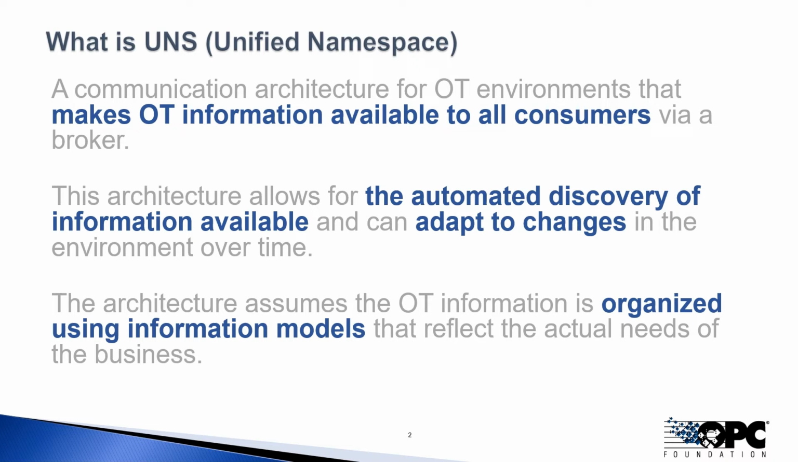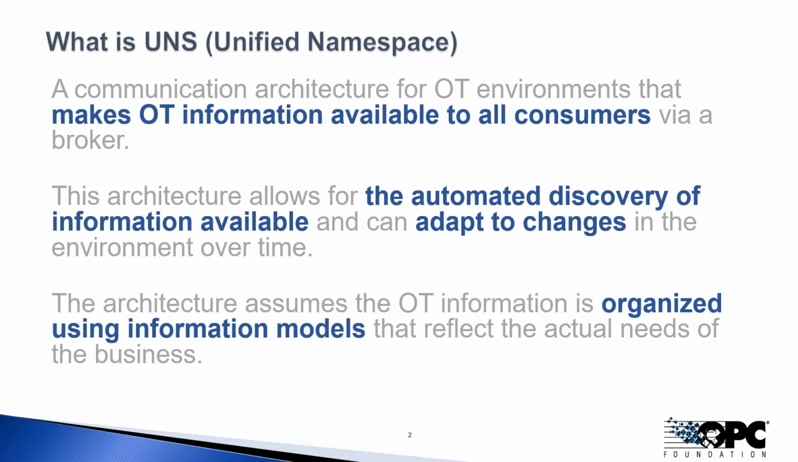UNS is a communication architecture for OT environments that makes OT information available via a central broker. These brokers are commercial products that are designed to be scalable and to support local and cloud-based subscribers. This architecture allows for the automated discovery of information available and can adapt to changes in the environment over time.